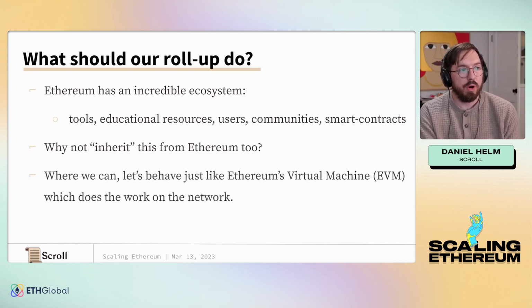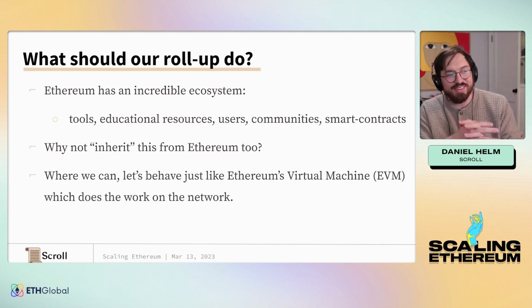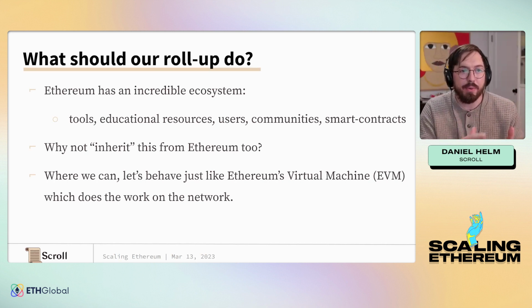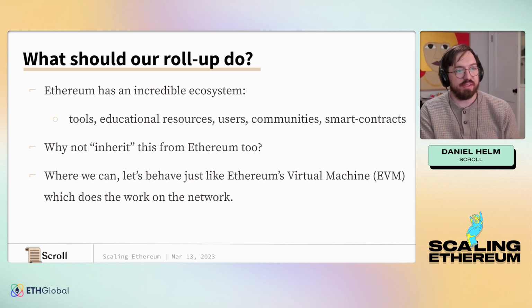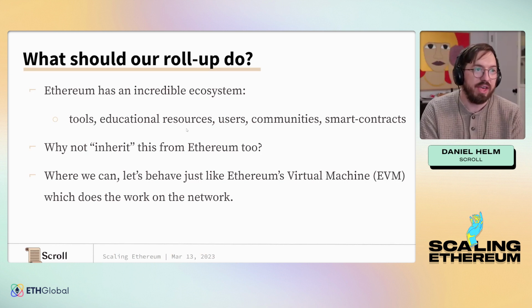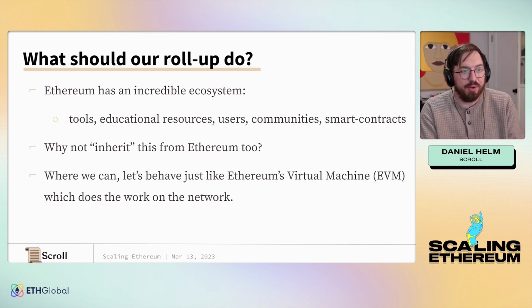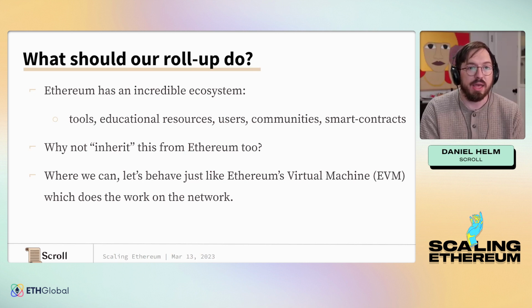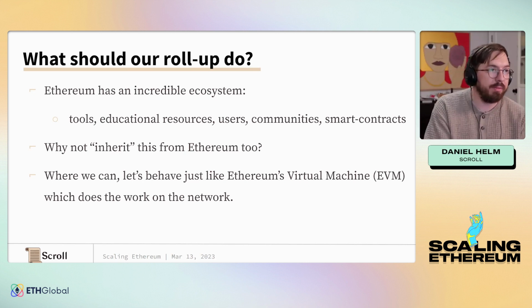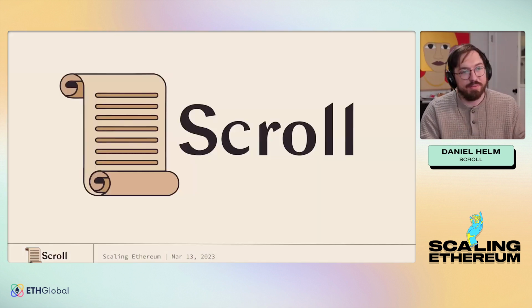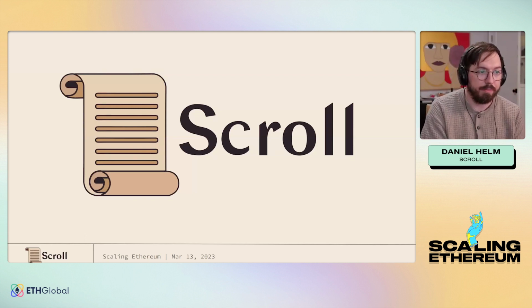And so where we can, let's just behave like Ethereum's virtual machine. That's the thing that takes in the transactions and it does the work on the network. If we can just mimic that as closely as possible, then we're in a special position where all of the tools and resources and communities can just basically copy paste their code and redeploy somewhere else and benefit from the scalability benefits. And surprise, surprise, this is what Scroll is doing, and this is what we're building.